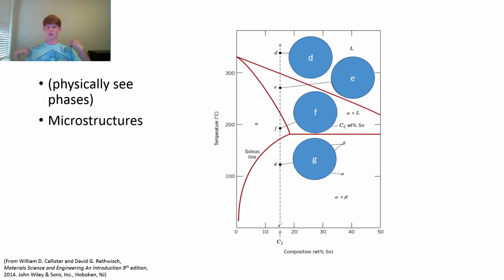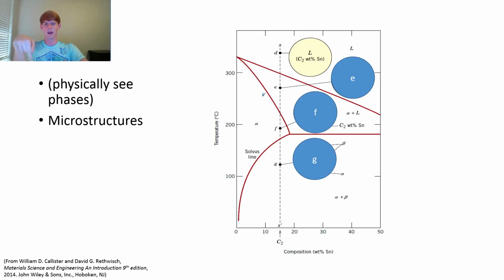So we're going to talk about microstructures a little bit. So at point D, it's in the liquid phase. So if you were to take a magnifying glass or a really powerful microscope and really zoom in on this material, what would it look like at point D? It would just be a blob of liquid. It's completely liquid. It's just a blob.